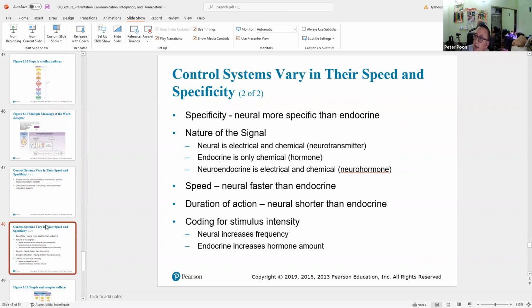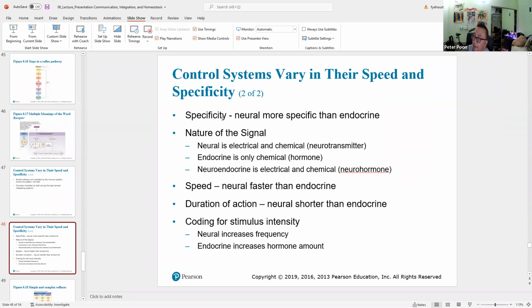The neural pathways are always much more specific than the endocrine. Endocrine is almost always global. As for the nature of the signal, the neural is electrical. Neural is faster. Neural is shorter. As for the response time, you guys will learn more about this later, but the neural response is very quick, but it disappears just as quick.